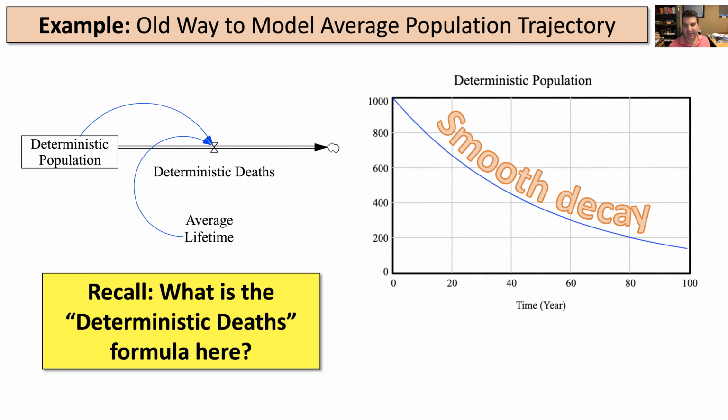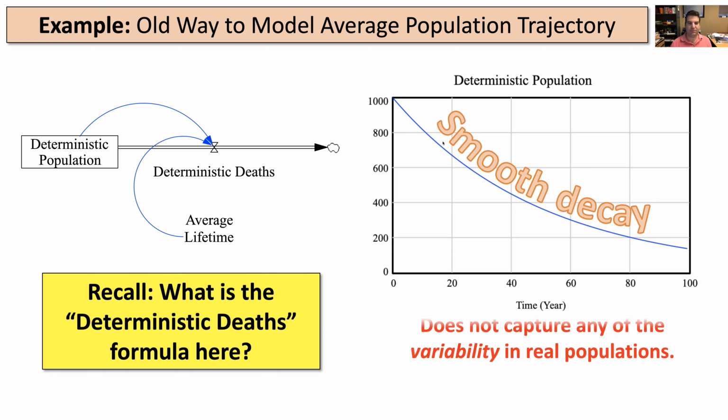And if we simulate, we get this nice smooth exponential decay. It starts with an initial population of 1,000, and then it smoothly decays down, eventually getting close to 0, but it'll never actually quite hit 0. And this is a representation of the average behavior of a bunch of petri dishes as they sit there and die off over time.